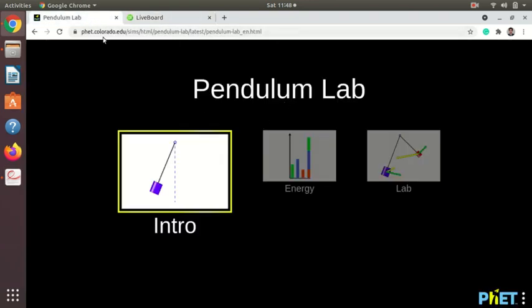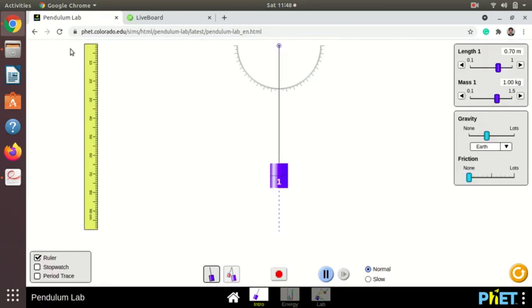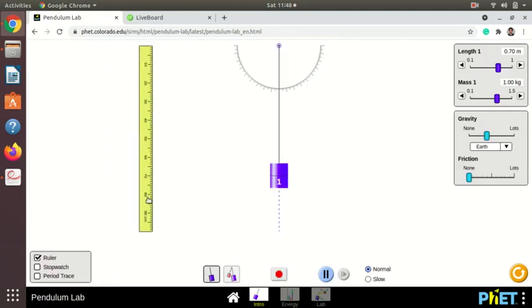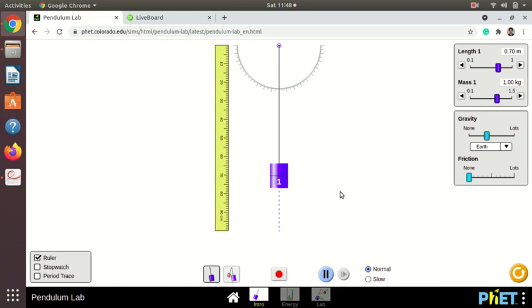Here I will be sharing this link with you. Go to the intro. Now by default there is a ruler, but we cannot measure the amplitude in this horizontal direction. We cannot rotate this scale, so we will not need this. The length of the pendulum is already given here. You can change this length as per your wish. You can change the mass, but we will keep this 1 kg.